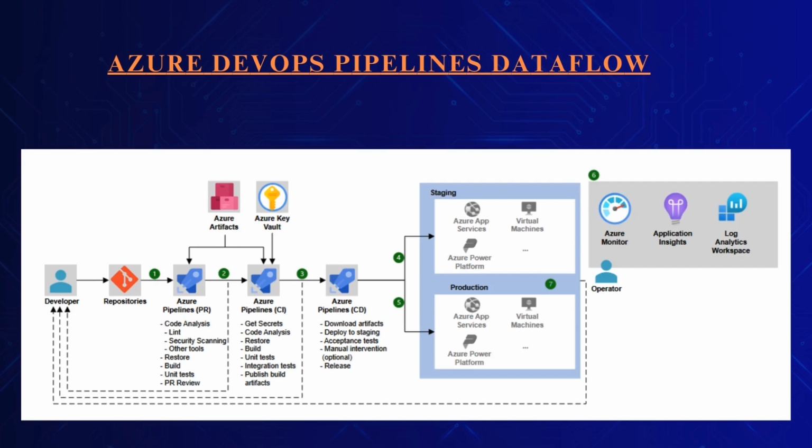The architecture comprises three main pipelines: the pull request pipeline, which is triggered by a pull request to the repository. It performs initial quality checks like linting, building, and unit testing. The continuous integration pipeline, which is activated upon merging code. It conducts comprehensive tests, including integration tests, and publishes build artifacts. The continuous deployment pipeline, which is initiated by new build artifacts. It deploys the application to staging and, upon validation, to production environments.